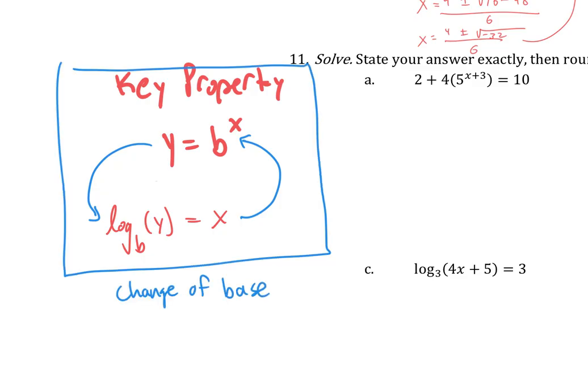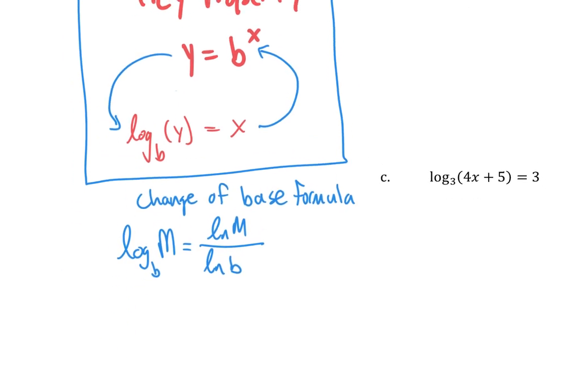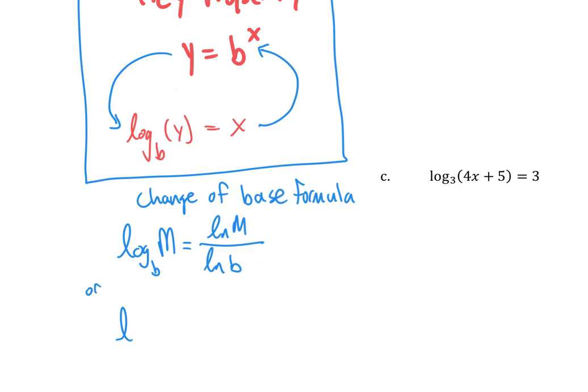So our change of base formula, you'll need to memorize this. If we have log base b of m, that's the same thing as natural log of m over natural log of b. Or if we want, we could say log base b of m is common log, which is base 10, over common log of b.